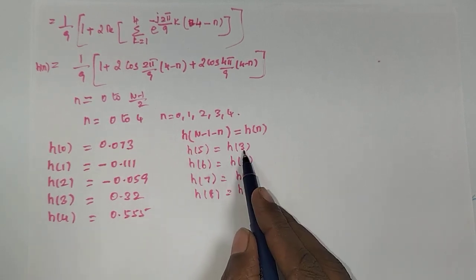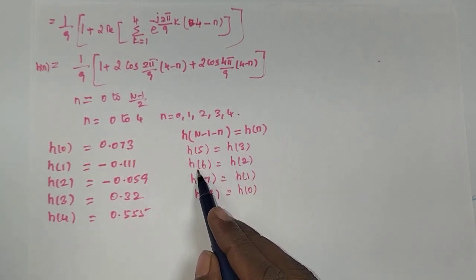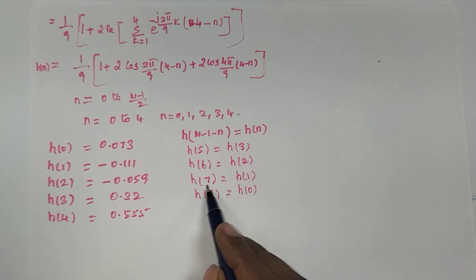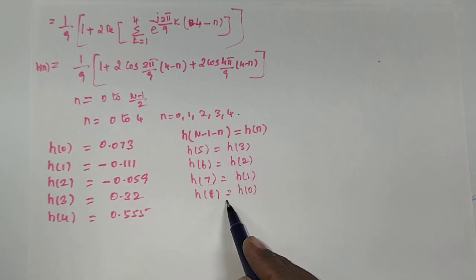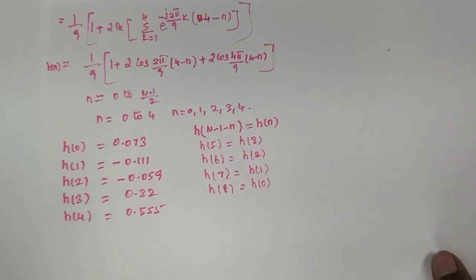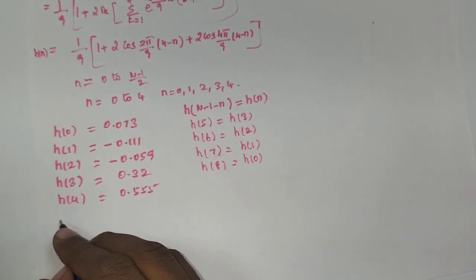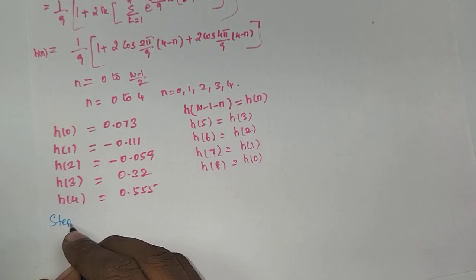So h of 5 takes the value of h of 3, and h of 6 takes the value of h of 2, and h of 7 takes the value of h of 1, and h of 8 takes the value of h of 0. Next thing is, I have to find the transfer function, that is the step 4.